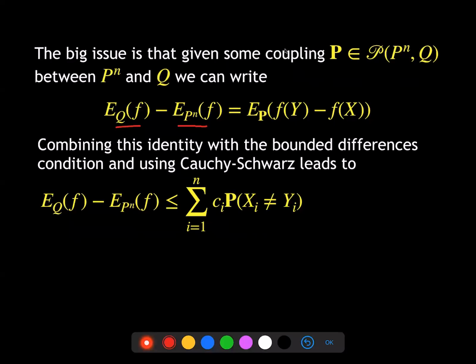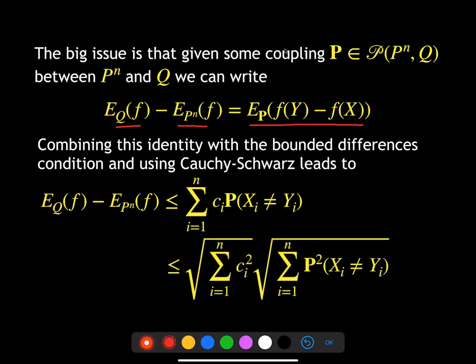And now you use the bounded differences condition on the one hand to say that the expectation of this difference is always less than the sum of the ci times the expectation of the indicator functions, but the expectation of the indicator function is just the probability that Xi is different from Yi. And then you use Cauchy-Schwarz to upper bound this by the square root of the sum of ci squared and the square root of the sum of the squared probabilities that Xi is different from Yi.